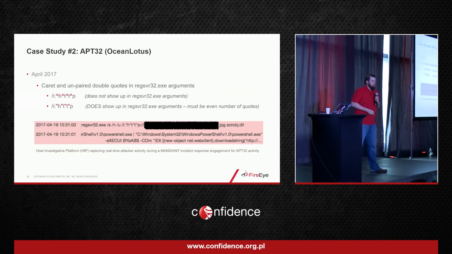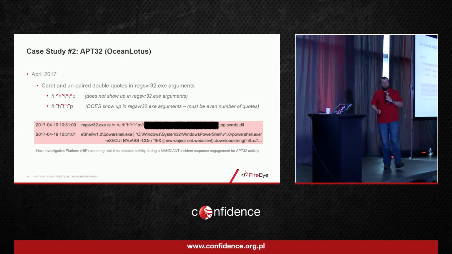The second case study is from APT32, also known as OceanLotus, from Vietnam. It's been pretty common to see attackers use carets, which is the escape character for cmd.exe, to break up arguments. But for the past year or so, I've tweeted a couple times and wondered, why don't more attackers use the double quote? Because it's far more effective than the caret, and most defenders aren't looking for it.